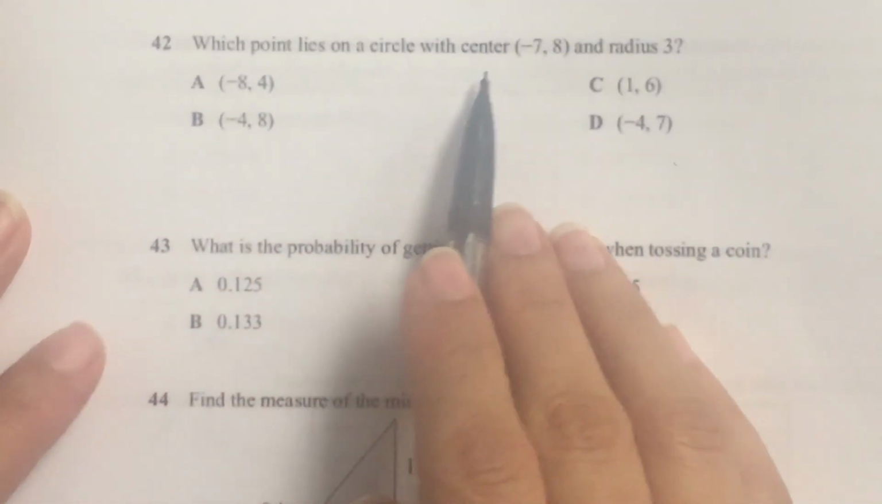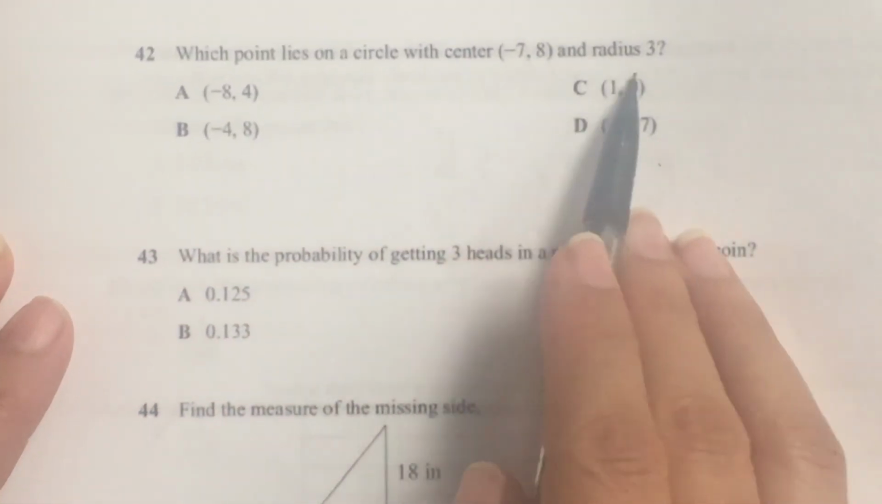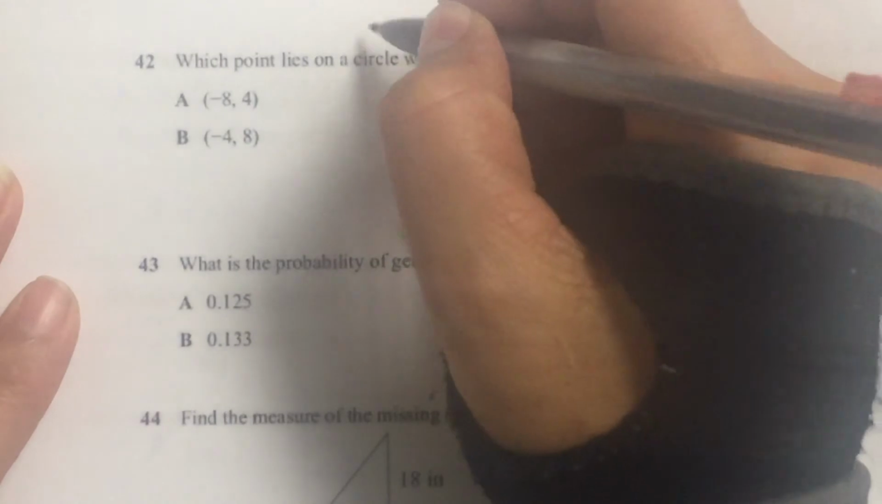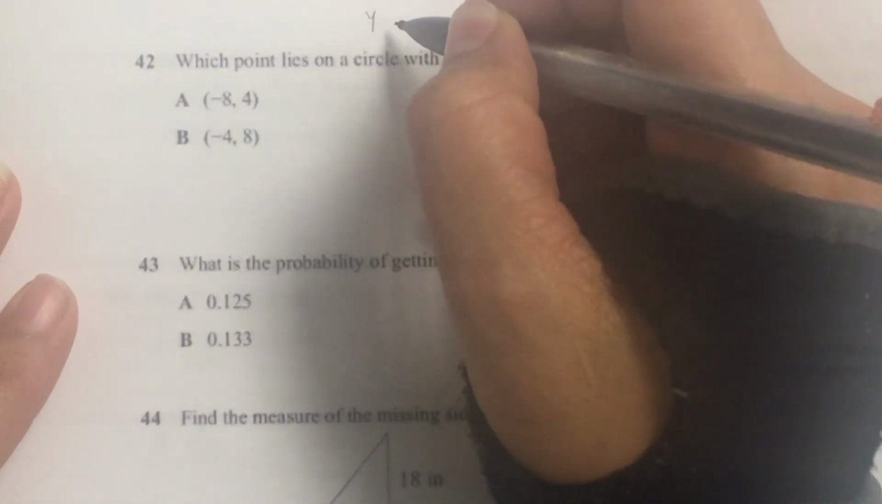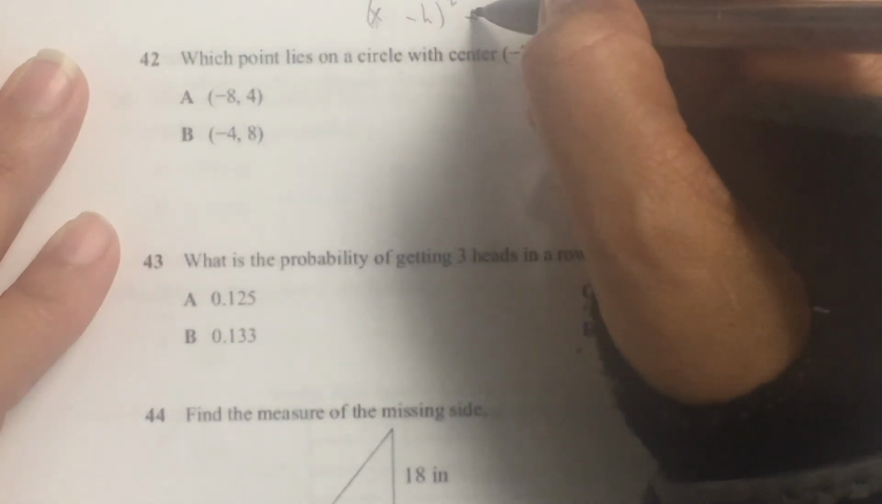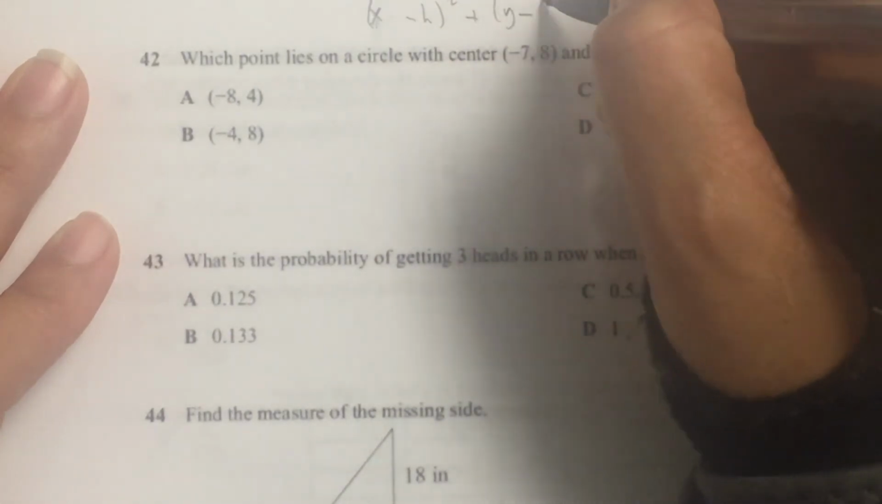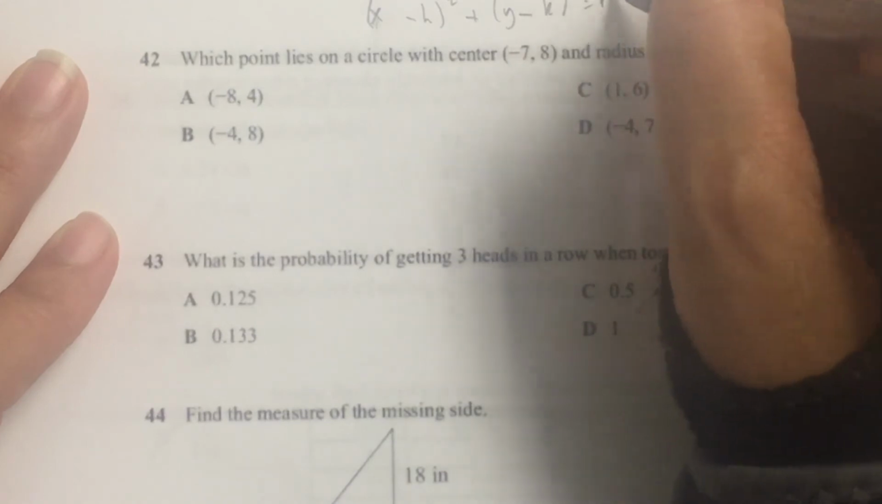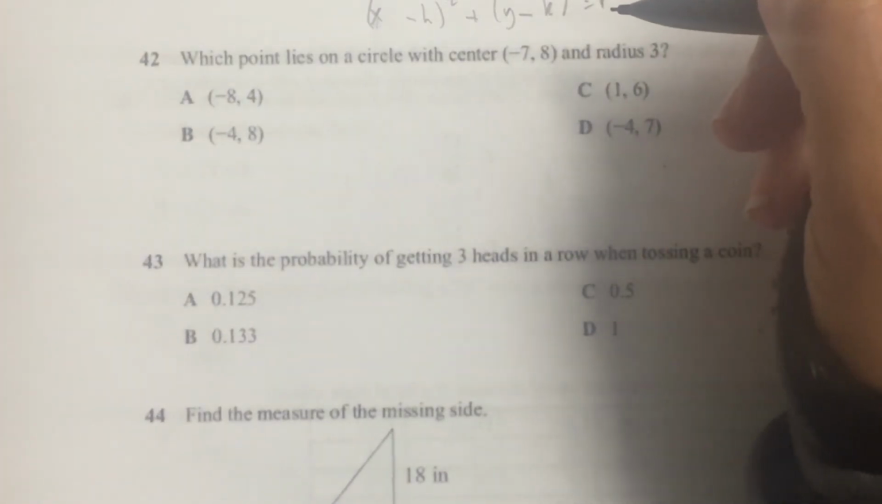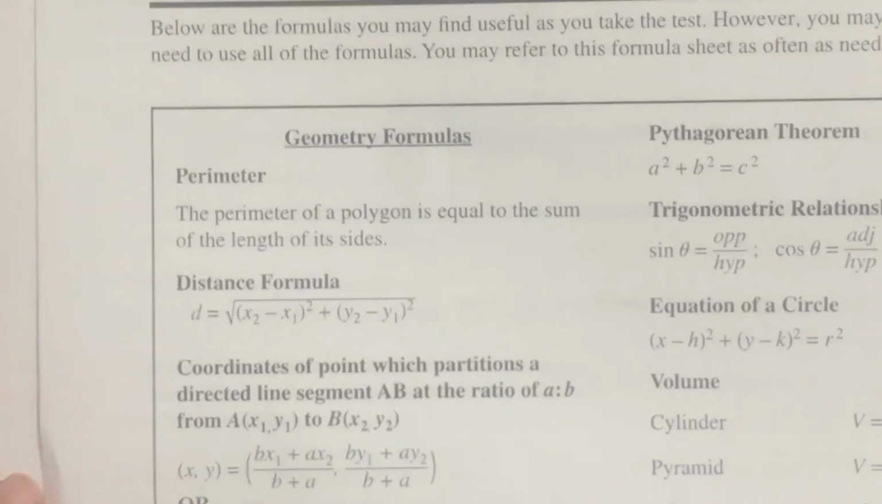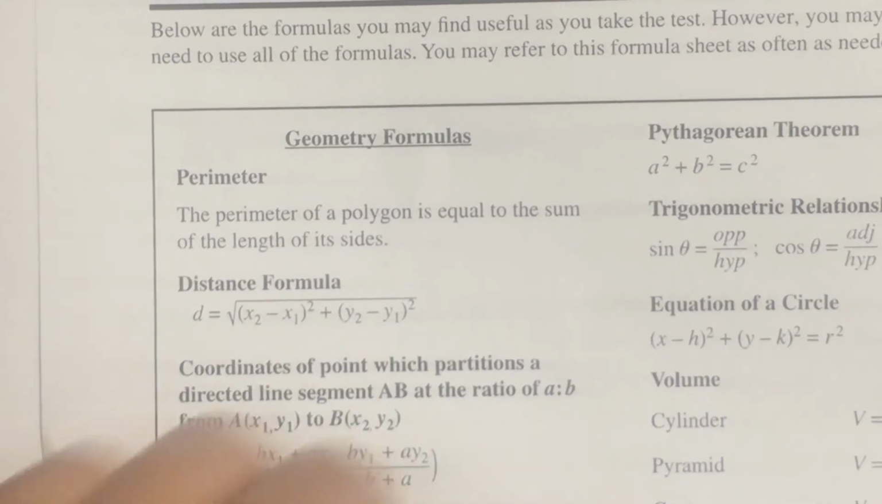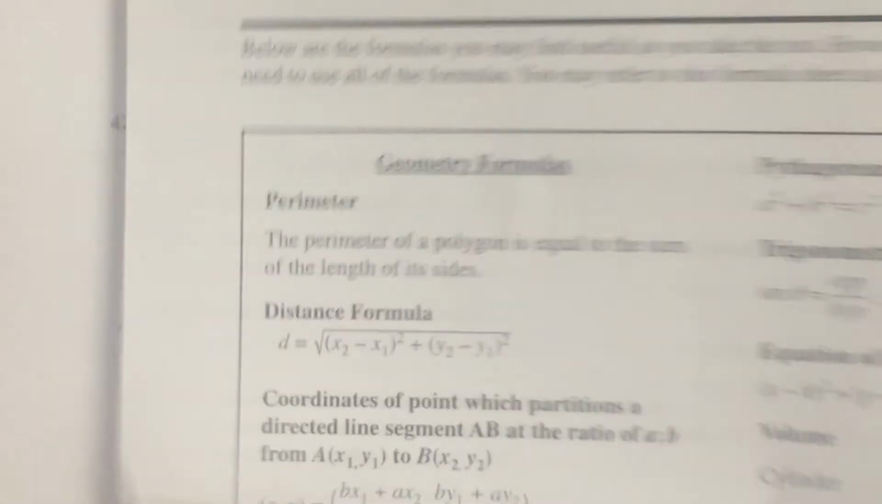Which point lies in the circle with a center of -7, 8, and a radius of 3? So you write down the equation of a circle, which is (x - h)² + (y - k)² = r². And again, you just get that right out of the formula sheet. Equation of a circle right there.